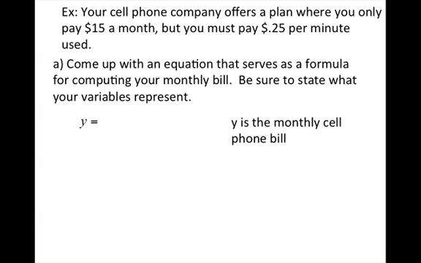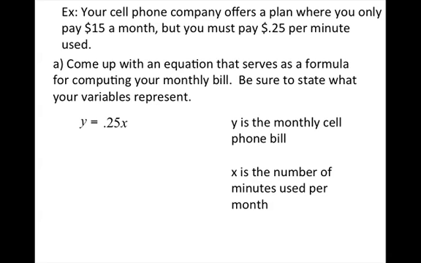Now look at what I'm charged. I'm charged 25 cents per minute, but I don't know how many minutes I'm using. So I'm going to let x be the minutes used. And for every minute used, I multiply that by 0.25. So I have 0.25x, where x is the number of minutes used per month. In addition to this per minute fee, I pay $15 a month, so I add the 15 to this. So I get the equation y equals 0.25x plus 15.